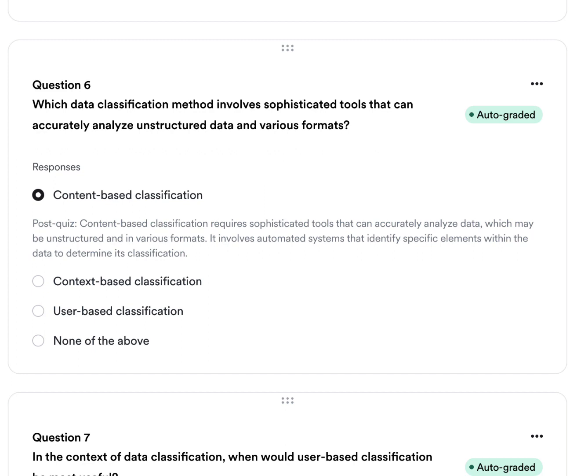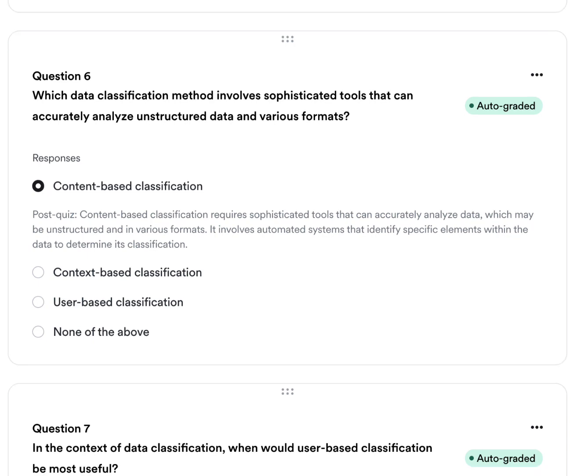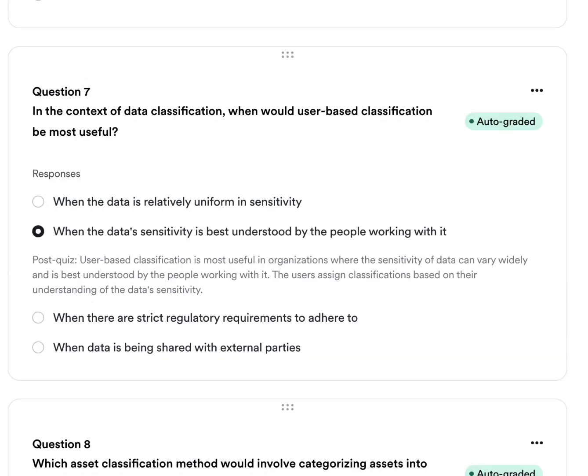Content-based classification requires very sophisticated tools to look at the data because it has to understand the unstructured data in various formats, and therefore plug in what it's going to take to make it work. So content-based classification does need very sophisticated tools.